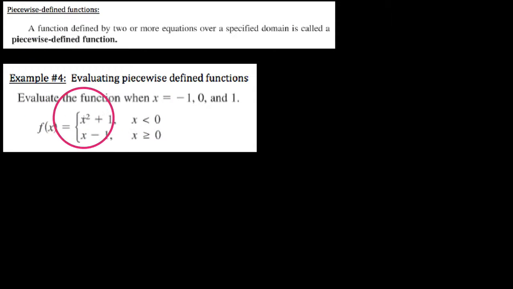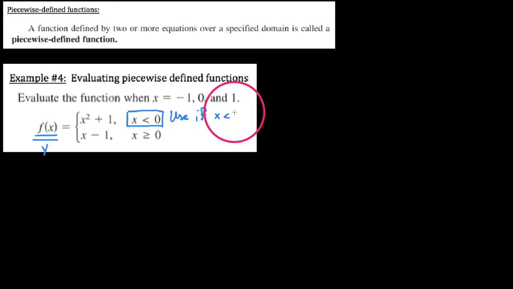And really, what a piecewise function is just some function here, like you see f of x. And what this is saying is, in order to find your y value at a given x value, you're going to use these rules, except for what this says is you use the rule x squared plus 1 if you're going to plug in an x value that is less than 0. So we're going to make a little note here. Use if x is less than 0. And in this case, we're going to use the second rule, x minus 1, if x is greater than or equal to 0.